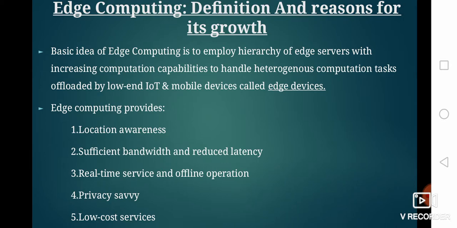Edge computing definition and reasons for its growth. The basic idea of edge computing is to employ a hierarchy of edge servers with increasing computation capabilities to handle heterogeneous computation tasks offloaded by low-end IoT and mobile devices, called edge devices. Edge computing provides location awareness, sufficient bandwidth and reduced latency, real-time service and offline operation, privacy-savvy, low-cost services. These lead to its rapid growth.